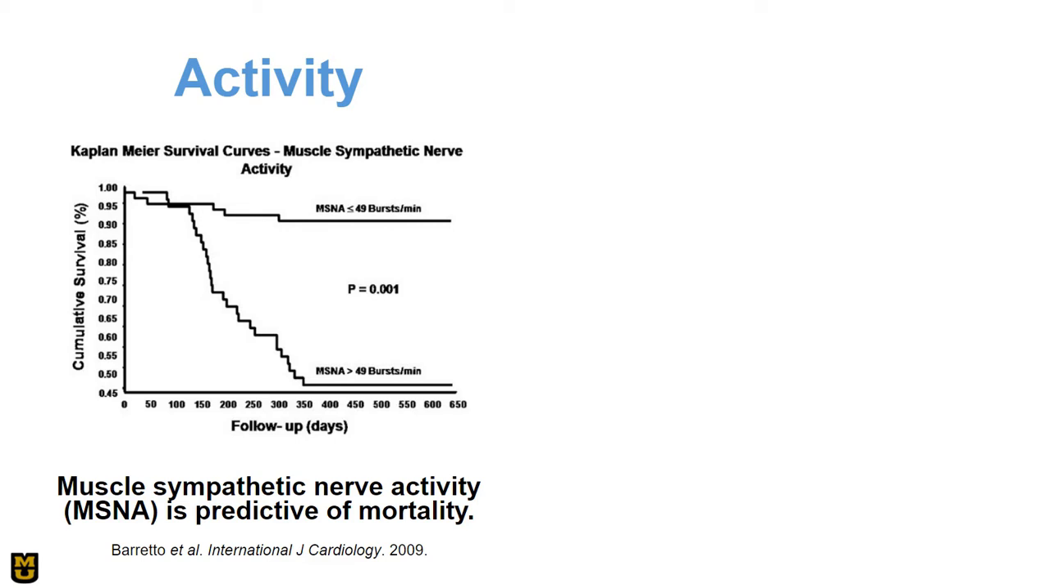And what they did here on day 0 is they just measured activity of the sympathetic branch of the autonomic nervous system, again, muscle sympathetic nerve activity, and they divided individuals into those that had high activity, so greater than 49 bursts per minute, or low activity, or less than 49 bursts per minute. And these are patients with heart failure. But what you can see is as they follow these participants out, activity of the sympathetic branch of the autonomic nervous system can predict mortality in these patients.